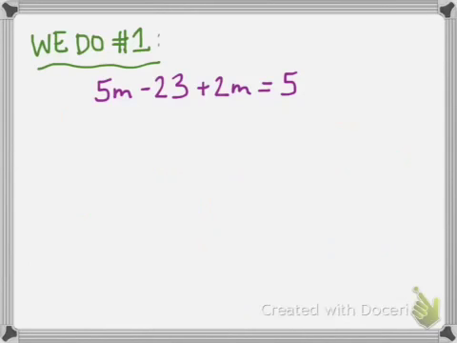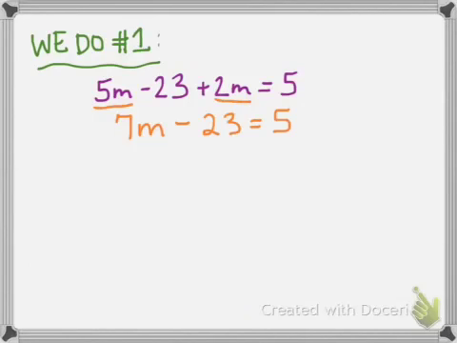So this is we do number 1: 5m minus 23 plus 2m equals 5. This should be copied in your notebook. Remember, the first step is to combine like terms if necessary. I see that I can do the first step because I see like terms 5m and this 2m. So if I combine 5m plus 2m, that gives me 7m, because 5 plus 2 is 7, and I keep my m. I can't do anything to this minus 23 because it's my constant and it's by itself. I can't combine it with anything. So I'm just going to keep it as 7m minus 23 equals 5.